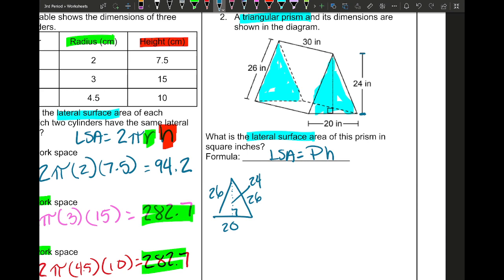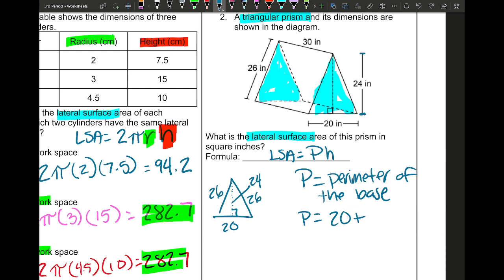All right, so P is the perimeter of the base. So all we've got to do, to find the perimeter, is add the three sides, okay? So this is going to be what? What are we adding?